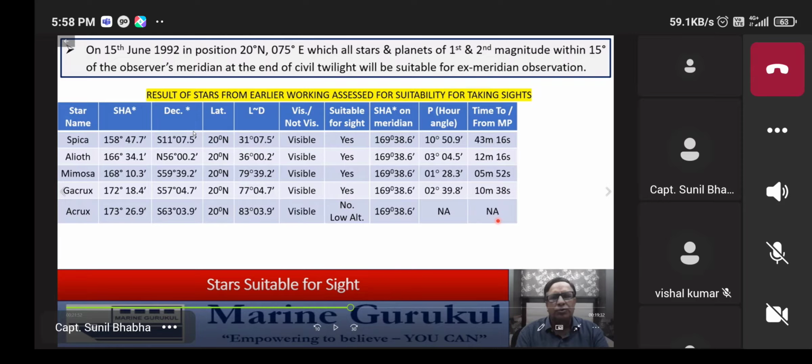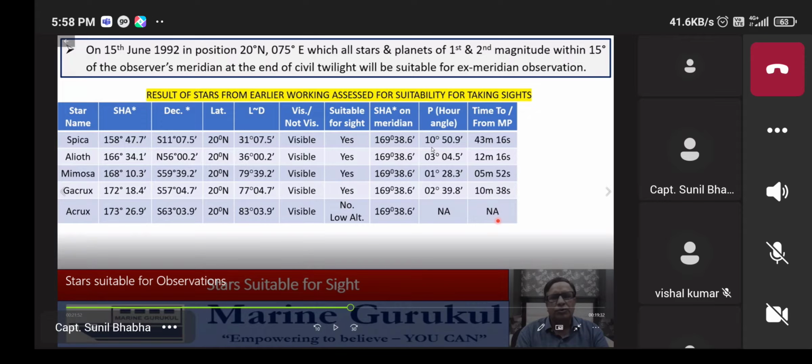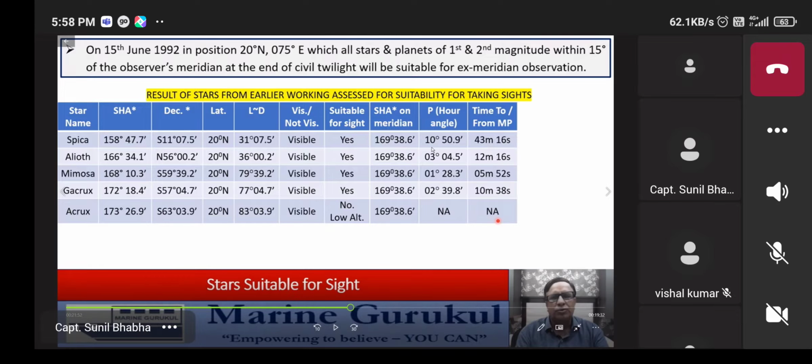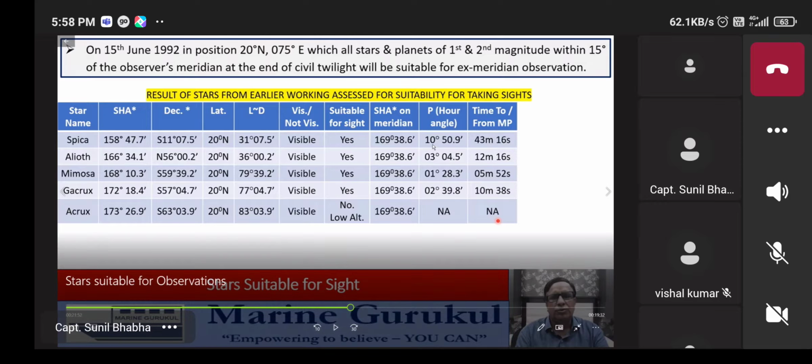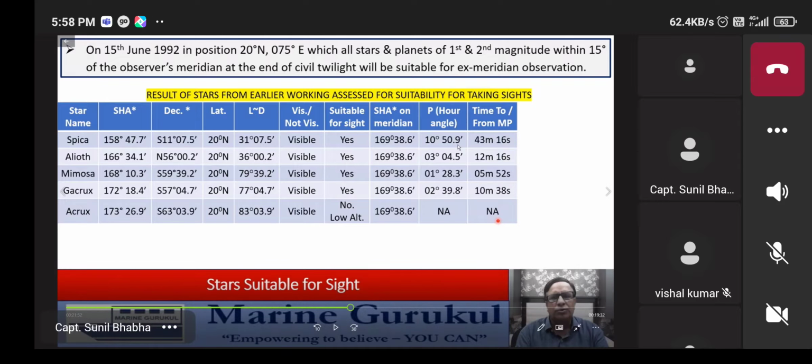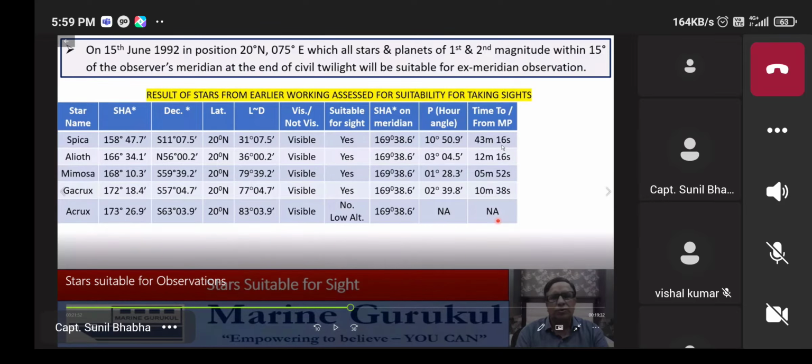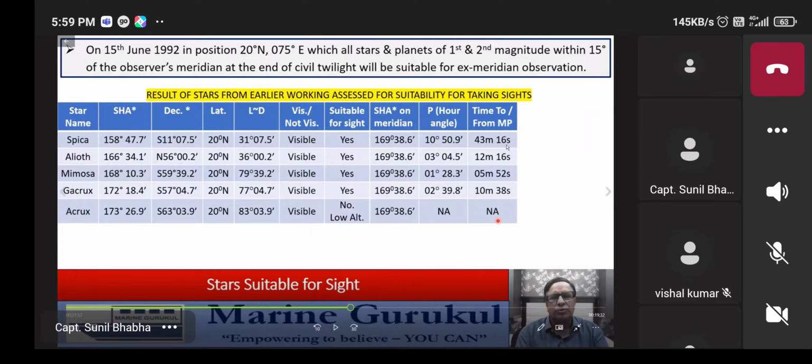Yes, sir. Right. Now we know Spica moves at a rate of 15 degrees 2.5 minutes. So if you divide this value, 10 degrees 50.9 minutes, by 15 degrees 2.5 minutes, please do that in the calculator, beta, and see if you are getting this answer, 43 minutes 16 seconds. Yes, sir, 43 minutes 16 seconds. Right, beta, right.